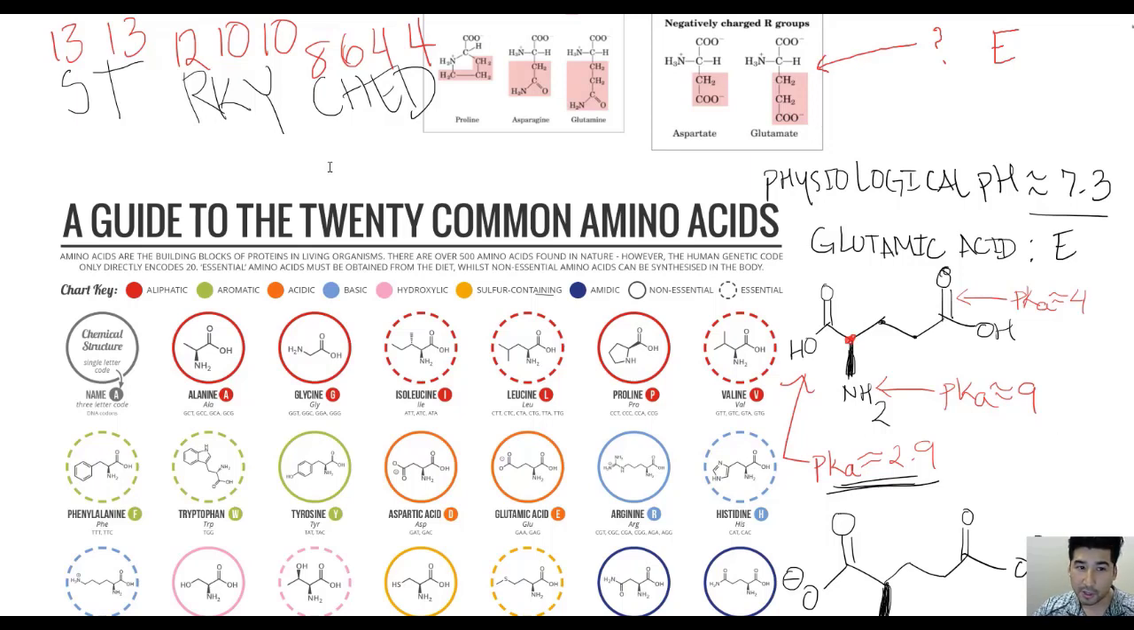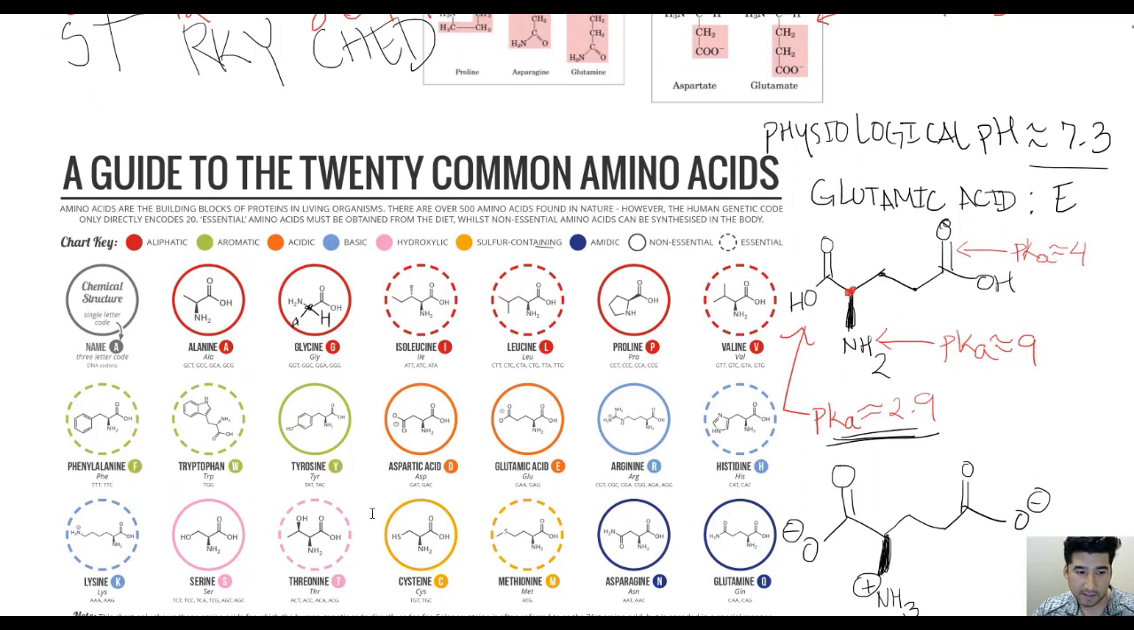But notice how G, glycine, isn't here. So there is no G in St. Rocky Ched. And why is that? The reason is because the R group, this right here, does not have an ionizable proton. It's just 2 hydrogens connected to carbon. And the pKa of that is really high. It's like 20 or 30. So the pKa is too high for us to consider it in St. Rocky Ched.